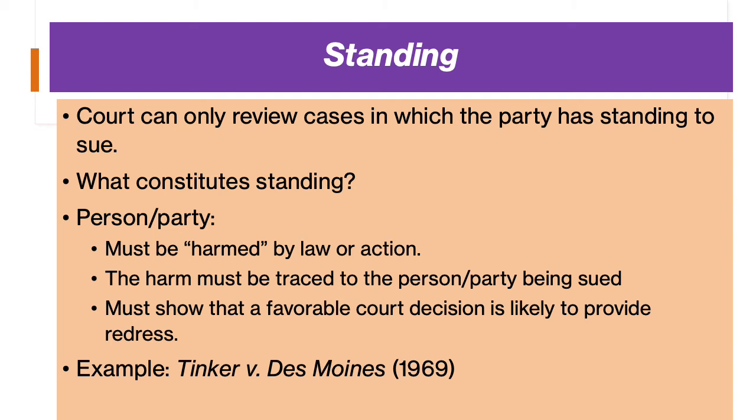In Tinker versus Des Moines, some students had planned a protest. Part of their protest was that they were going to wear armbands to school, basically protesting the Vietnam War. When the school board and the principals of the Des Moines School District found out about this plan, they passed a policy saying that any student who wore an armband to school would be asked to remove it. And if they didn't remove it, then they would be suspended. They would be asked to leave school.